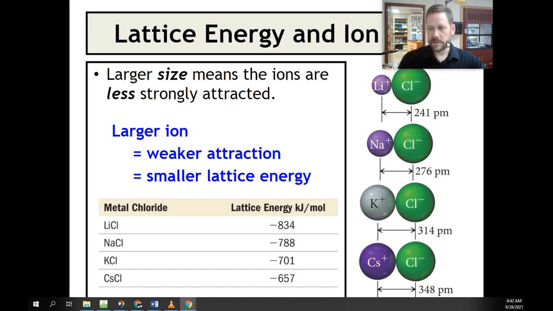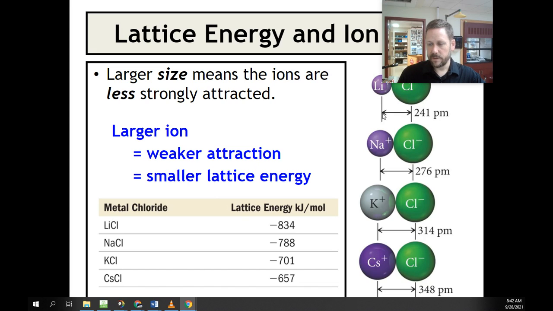The first example in the top right is that of lithium chloride, and you can see lithium is such a small atom that that distance is very short, and we have a very, very strong bond. The bond can be quantified as a lattice energy in kilojoules per mole. It would take a lot of energy to break that bond. A lot of energy is released when that bond is formed because of that short distance.